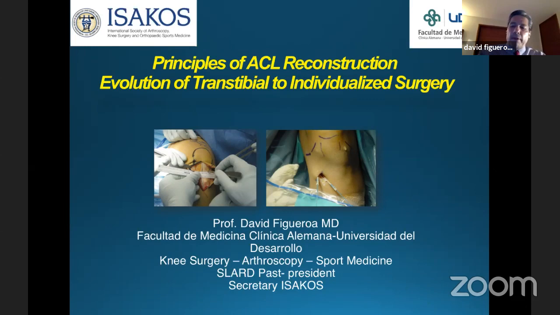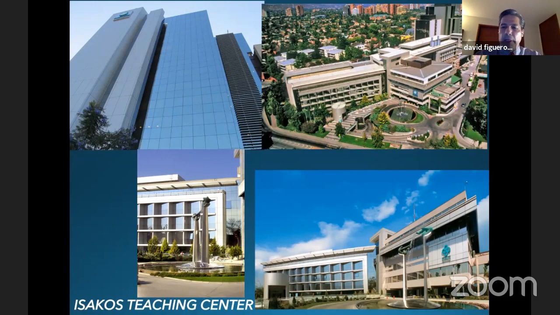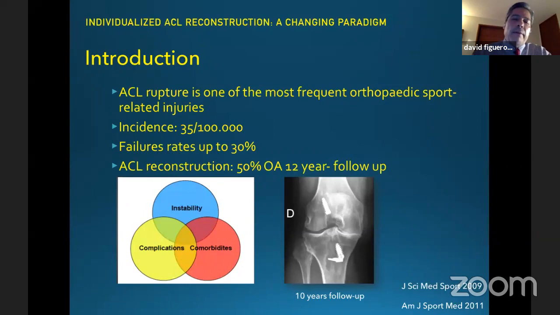I work in Clinica Alemana. These are my disclosures. This is Clinica Alemana, one of the biggest private hospitals in Chile. We have 500 beds, and our group of orthopedic surgeons has almost 100 surgeons, not only knee. In the knee group, we are 11, and we perform almost 1,500 surgeries in a year. We are going to talk about the ACL reconstruction, some principles and some specific issues.